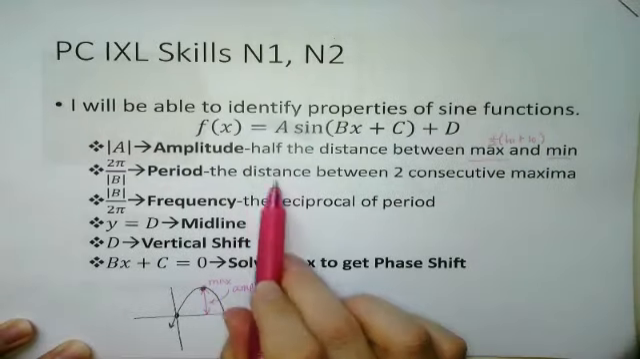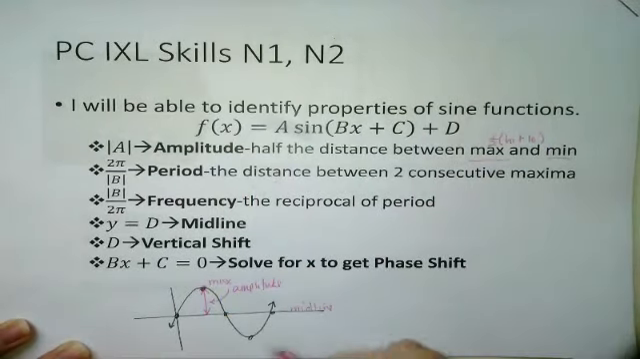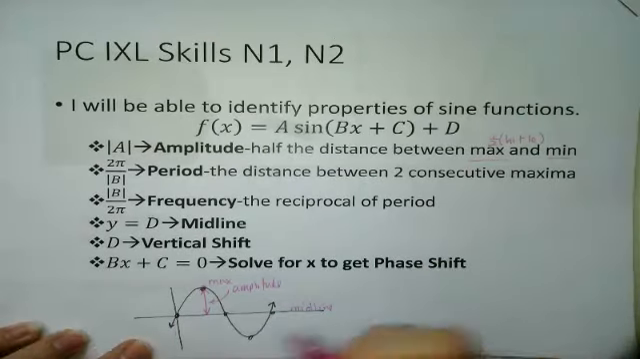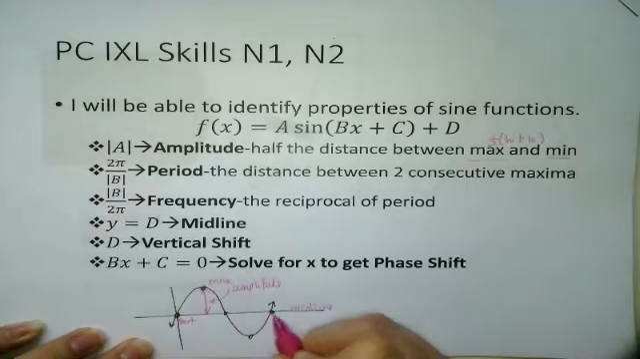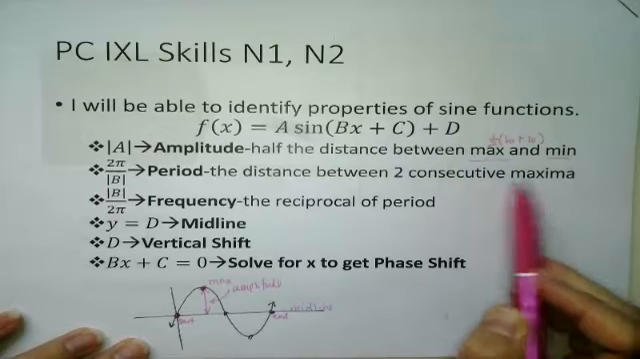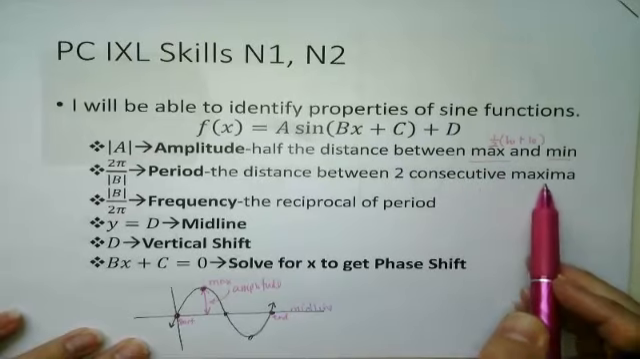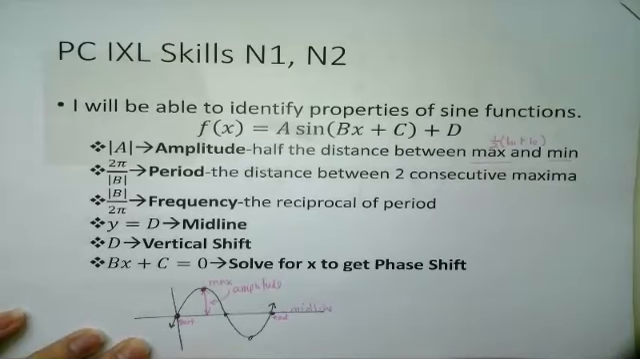The period is the distance between two consecutive maxima. That's how IXL defines it. But really, it's the distance between the whatever values start to repeat the pattern. So from here where we might start and here where it ends for a sine curve is on the midline. Yes, it should be the same between two consecutive maxima, but usually that we can see more easily on a cosine curve. And you might be able to do that for most of these problems in IXL too.